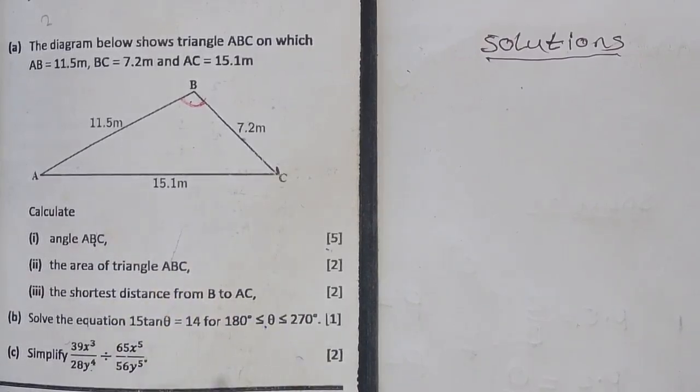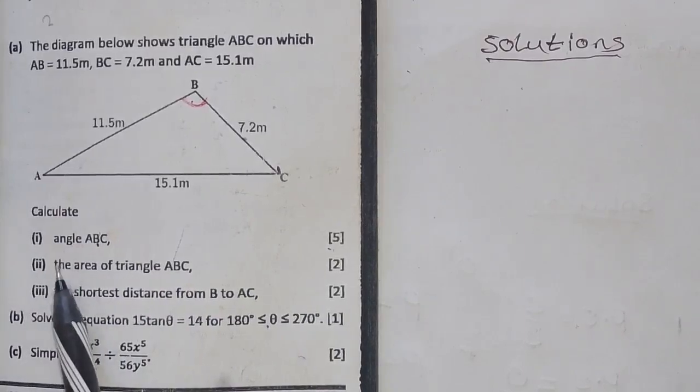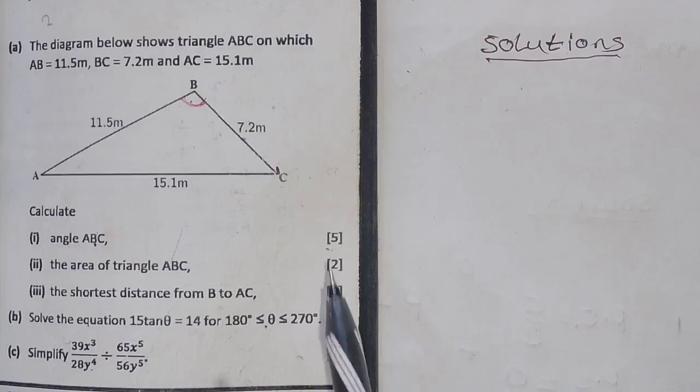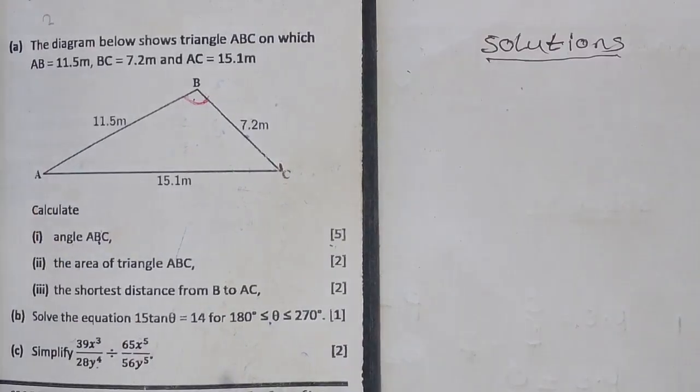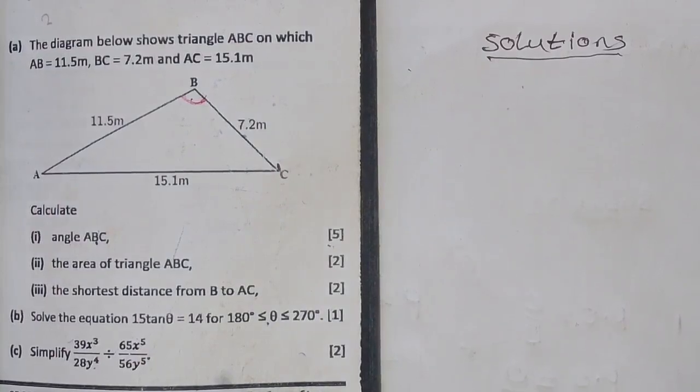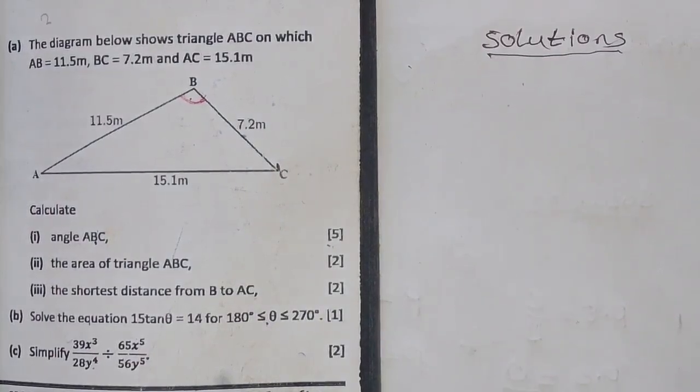Okay, the first question reads, calculate angle ABC, and this has 5 marks. This should tell you that you shouldn't miss this question, because if you do, the chances of you getting a distinction in mathematics are reduced. So make sure that you follow attentively so that you learn how you can answer this kind of question.